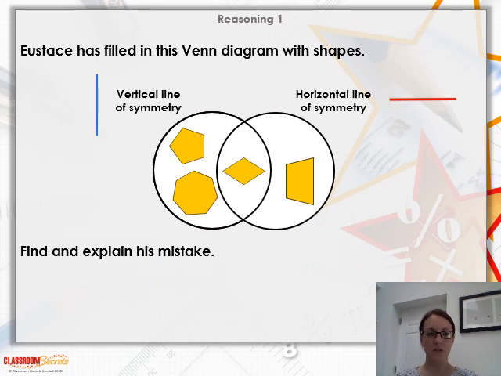Okay, here's something to look at. Ustace has filled in the Venn diagram with shapes. So her Venn diagram, she has shapes with vertical lines of symmetry going down and horizontal lines of symmetry. And it says, find and explain his mistake. Can you spot anything that's incorrect on this Venn diagram? Take a look and see.